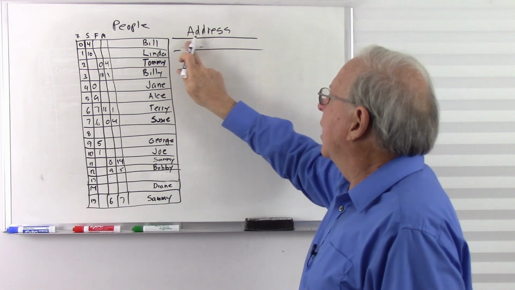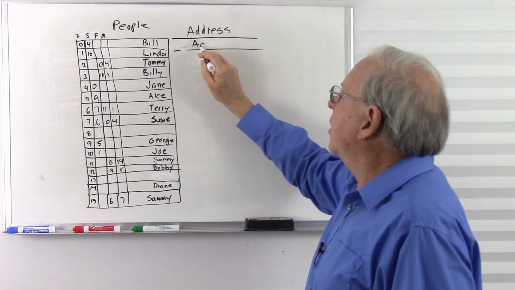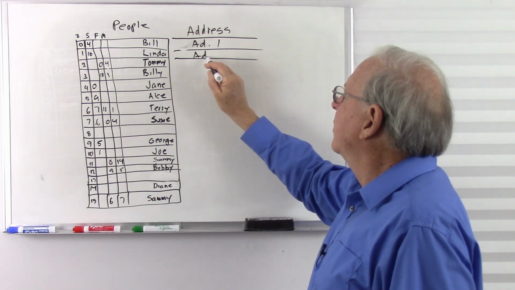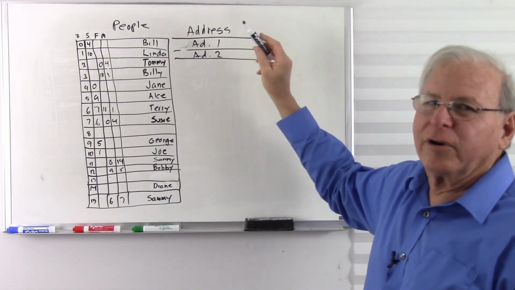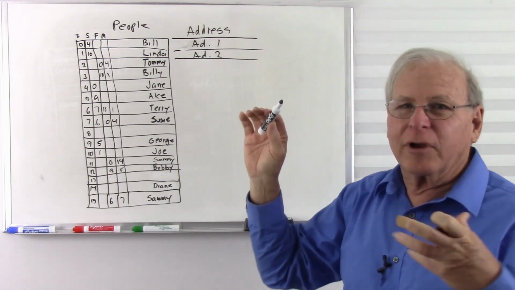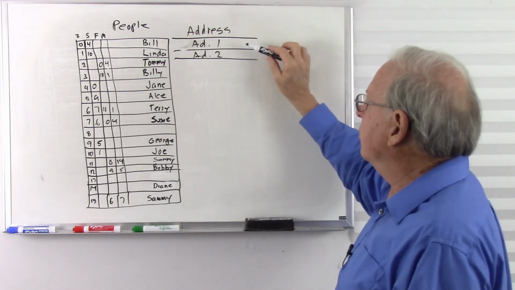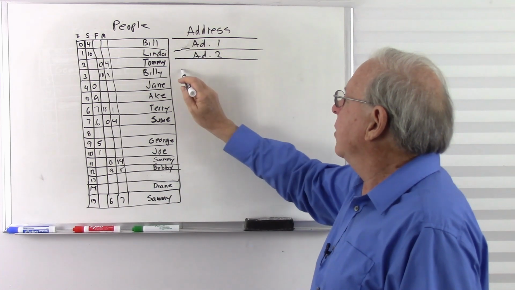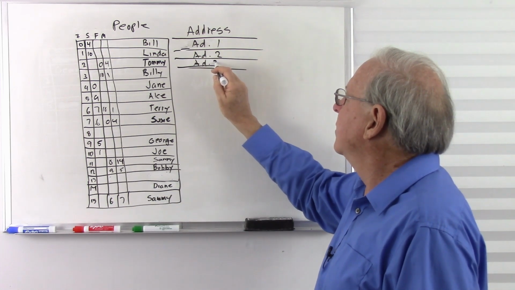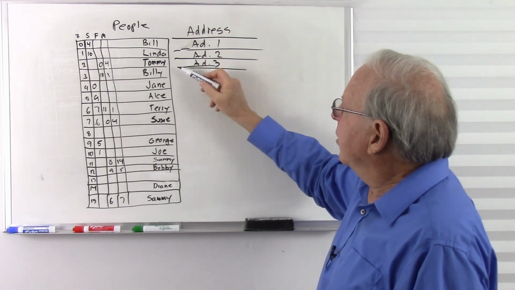I'll just type that as address number 1, address number 2, so that's going to be house number, city, state or region, province, whatever, zip code or postal code, whatever you use in your country. And each one of these people gets an address in their row. And you're going to see a problem right away.